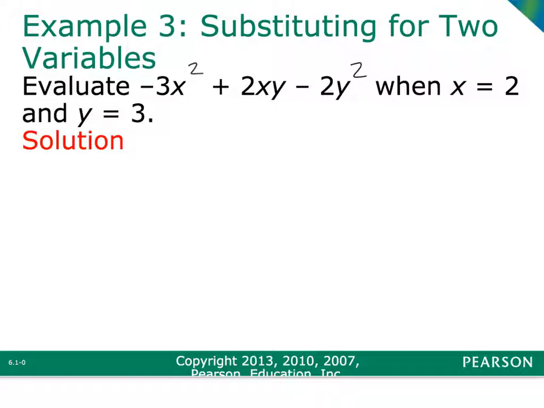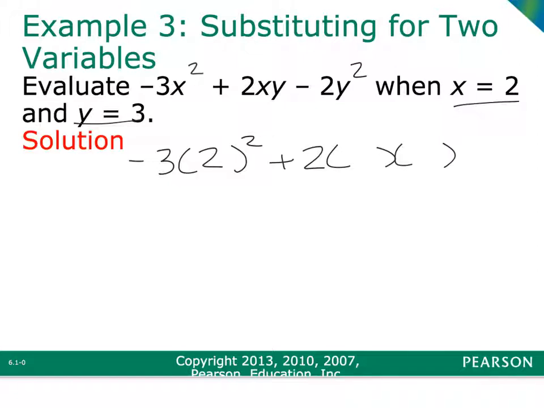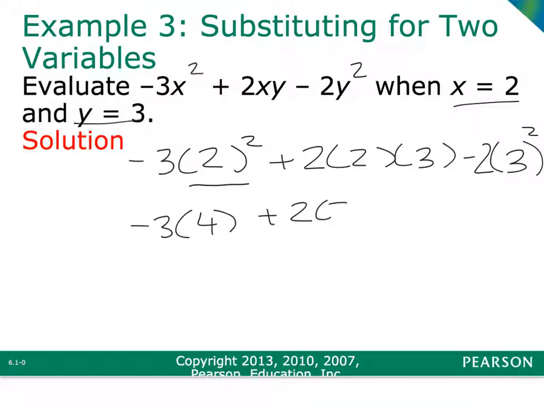Okay, so this time you have two variables. No big deal. They've given you an x value. They've given you a y value to substitute in. So we have negative 3x squared. Our x value is 2. Plus 2xy. Again, our x value is 2 and our y value is 3. Minus 2y squared. And our y value is 3. Okay, so we've plugged all the numbers in. Now we're going to simplify our exponents. We've got 2 squared. 2 squared is 4. We've got 3 squared, and 3 squared is 9.